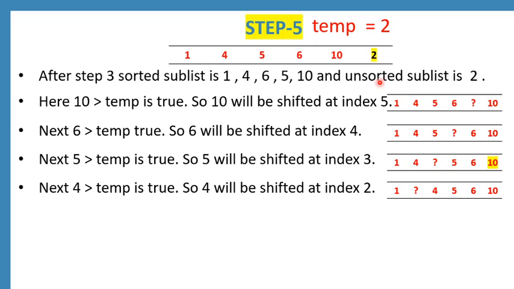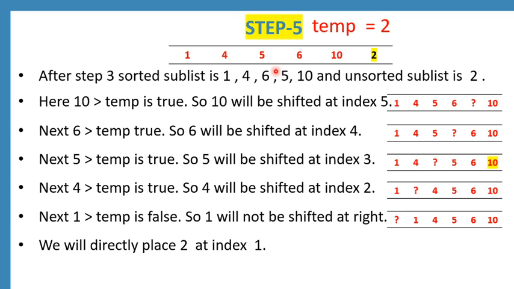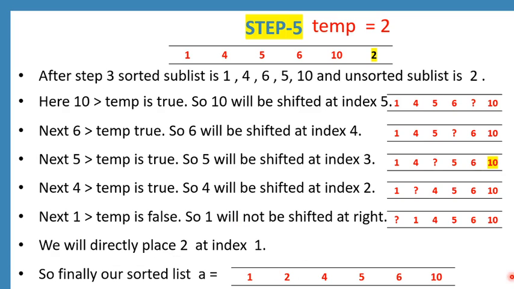When 1 is compared with 2, here the sorted value is less than the unsorted value, so no shifting will be done, and 2 will be placed at index 1 immediately. Is 1 greater than 2? It is false, so 1 will not be shifted to the right. We will directly place 2 at index 1, and after this our final sorted list will look like that. So this is the example of insertion sort.